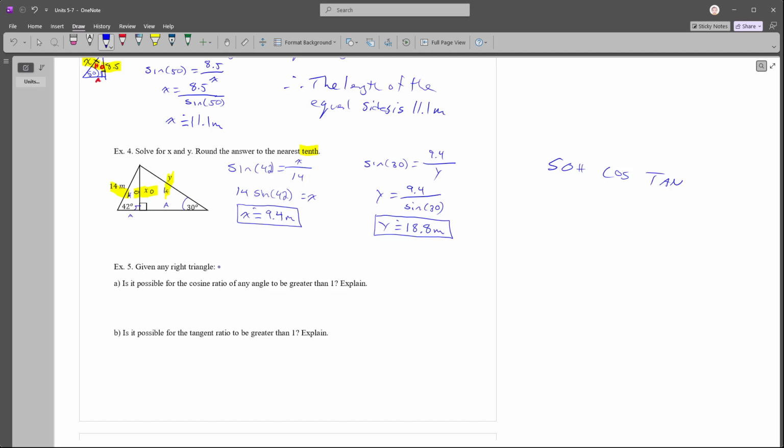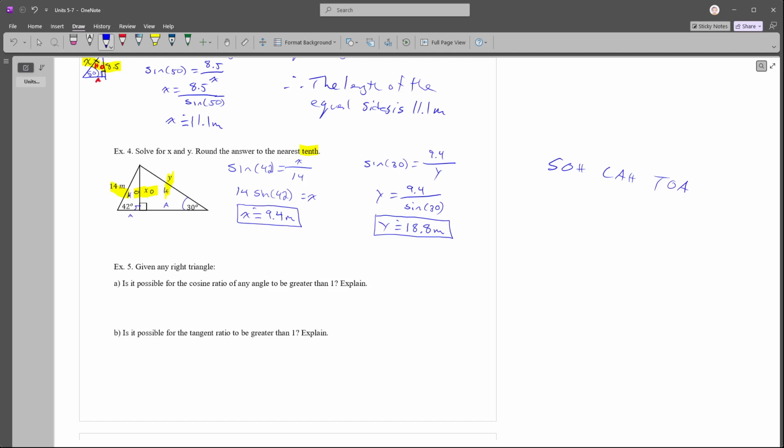So given any right triangle, is it possible for the cosine ratio, remember what cosine is, I wrote it as cos. I did not write that the way I wanted to. Come on, you guys are supposed to be correcting me on this stuff. So we have CAH TOA. So it's asking us, is it possible for the cosine ratio of any angle to be greater than 1?